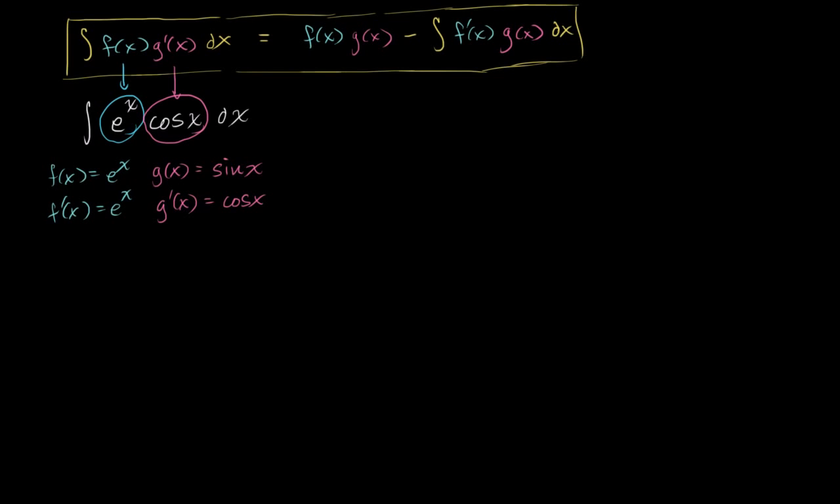This whole thing will be equal to f of x times g of x. So this is e to the x times sine of x, minus the antiderivative of f prime of x. Well, f prime of x is e to the x. So it's going to be e to the x times g of x, times sine of x.